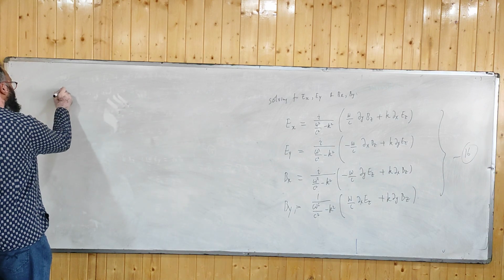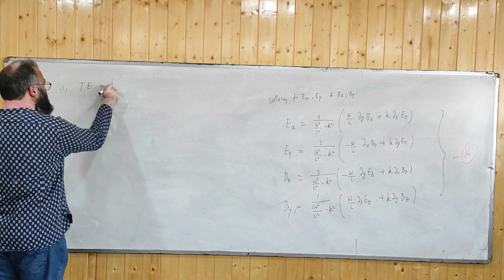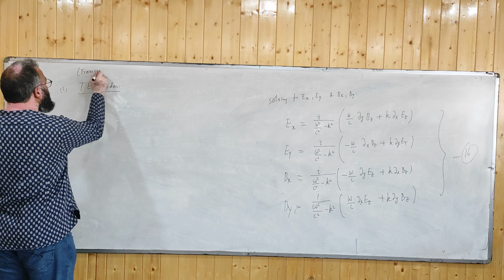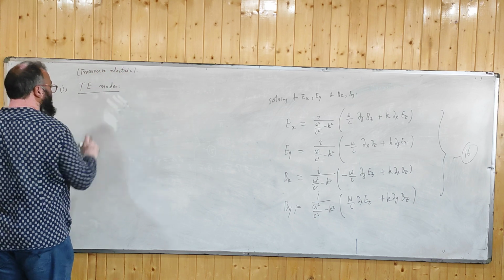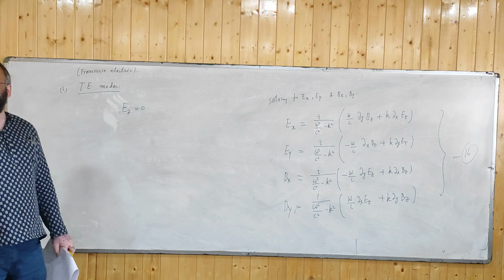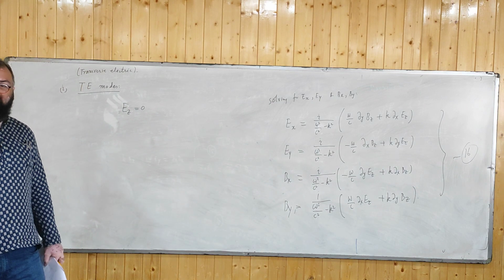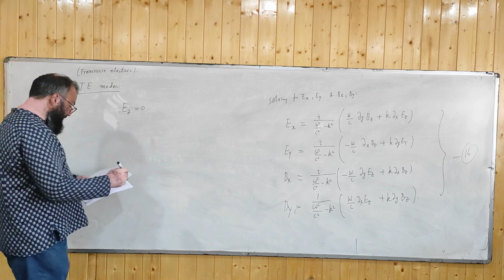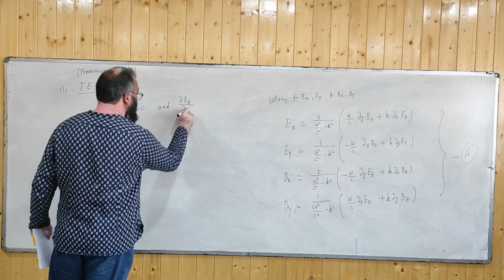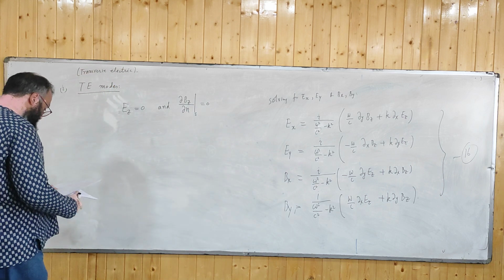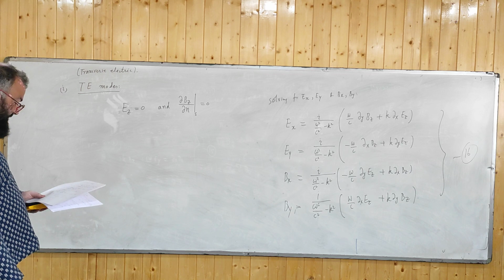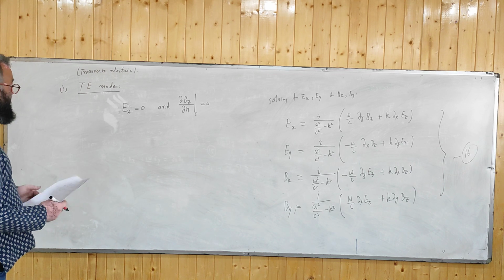Let's take the first case. We call those TE waves or TE modes, transverse electric modes. What are transverse electric modes? The Z component of E is equal to 0. When I say transverse electric mode, it means you have non-zero transverse components, and the longitudinal component Ez is 0, and partial Bz by partial n on the boundary is equal to 0. This is the boundary condition for TE modes.